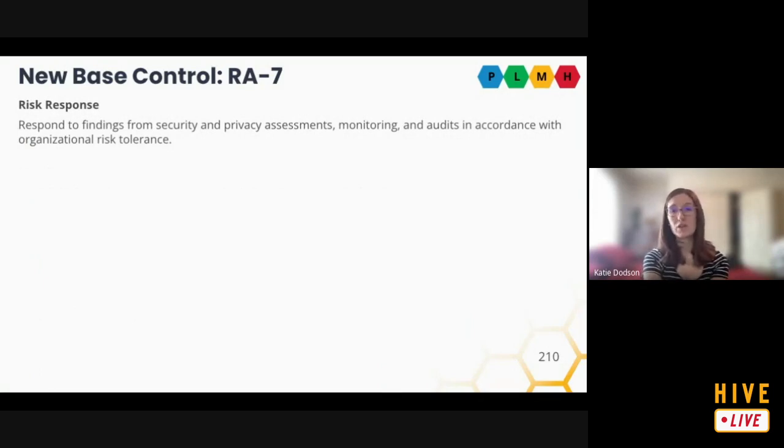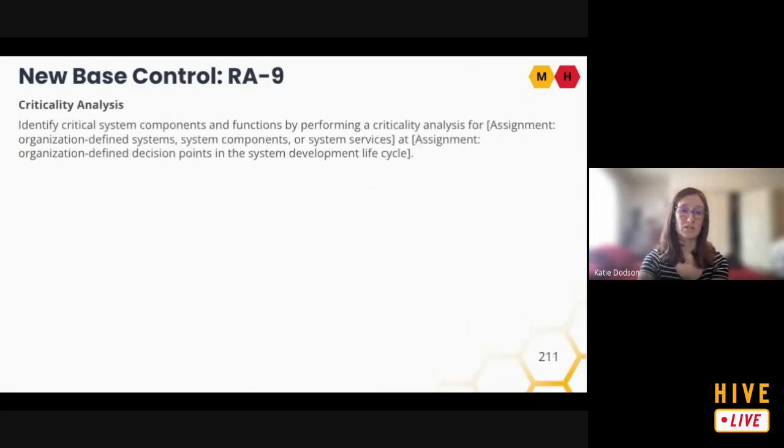It's related to risk response. So respond to findings from privacy and security assessments, monitoring, and audits in accordance with organizational risk tolerance. RA-9 is also new, impacts moderate and high. Identify critical system components and functions by performing a criticality analysis for organization-defined systems, system components, or system services at organization-defined decision points in the system development lifecycle.